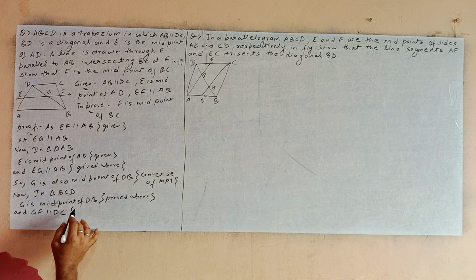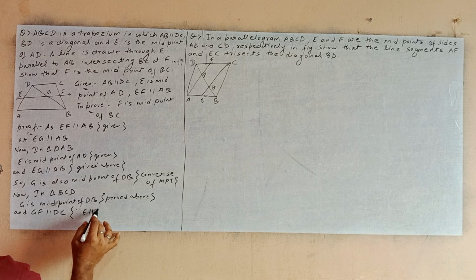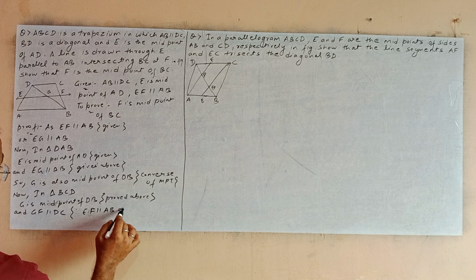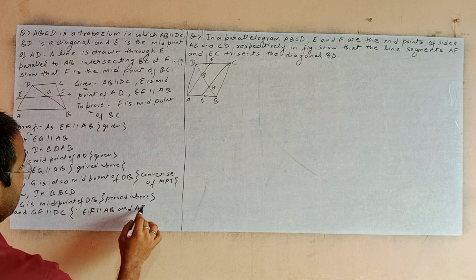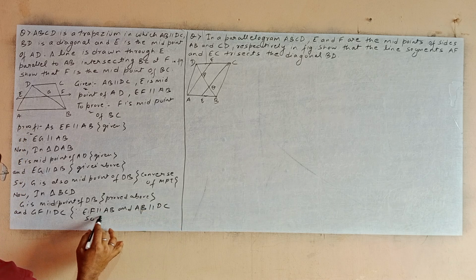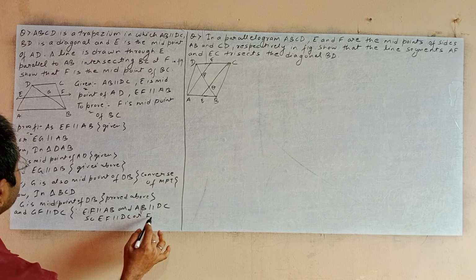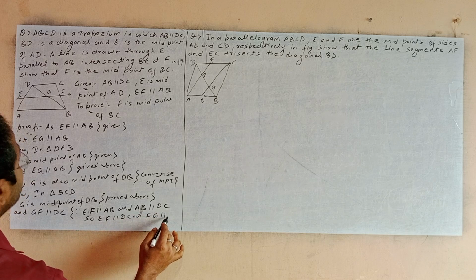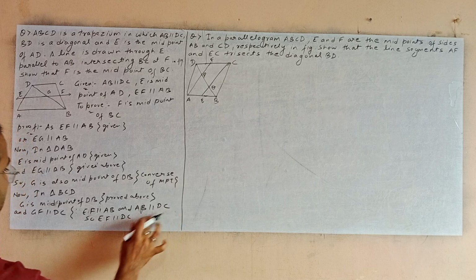Why is it? Because EF is parallel to AB and AB is parallel to DC. So EF is parallel to DC also, or you can say FG is parallel to DC. We have written that already.